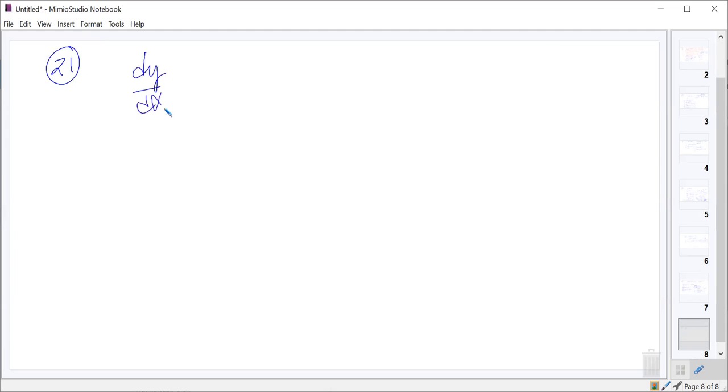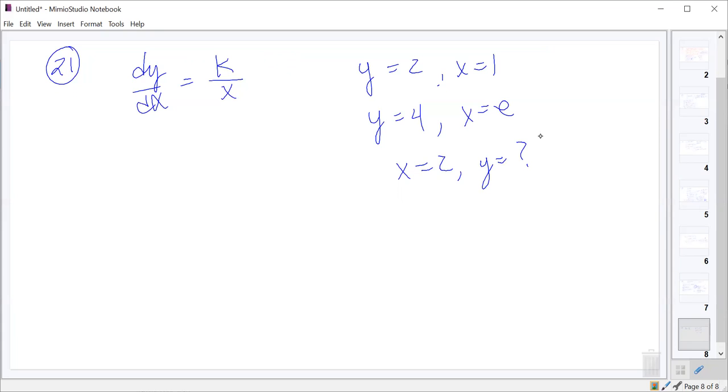dy dx equals k over x. K is a constant. y equals 2 when x equals 1. y equals 4 when x equals e. We want to know what x equals 2 gives for y. All right, so we'll separate the variables on this. No, you don't even really need to separate them. I guess there's no y, so you don't need to separate anything.